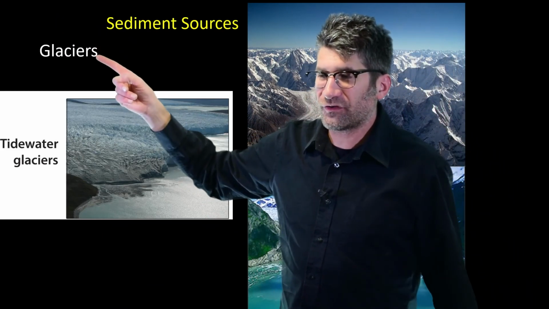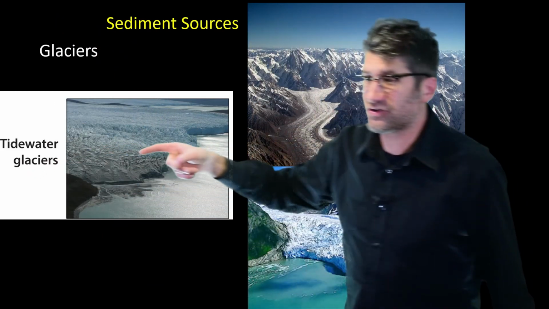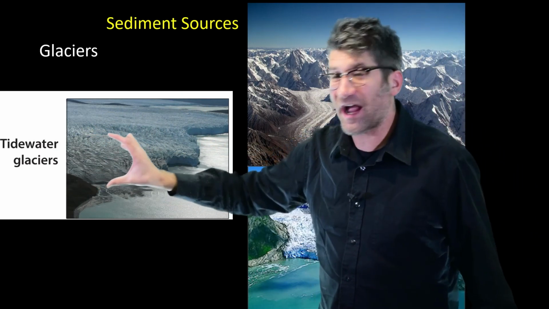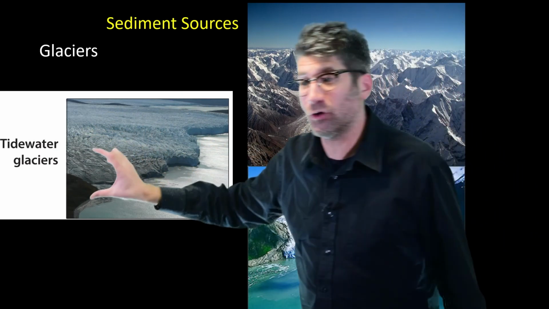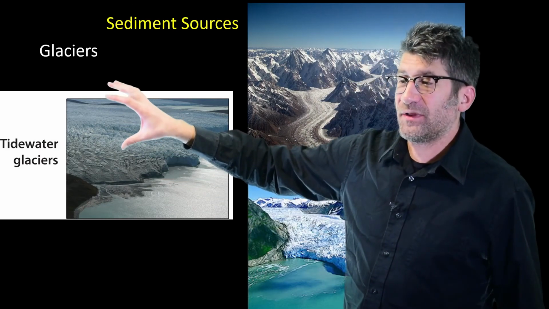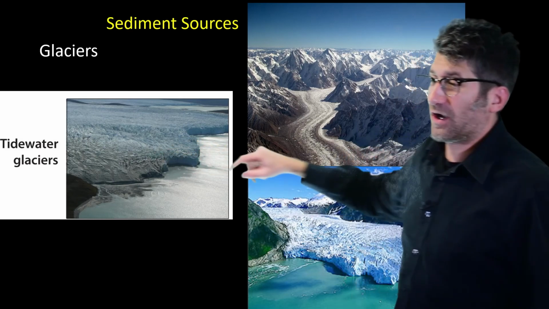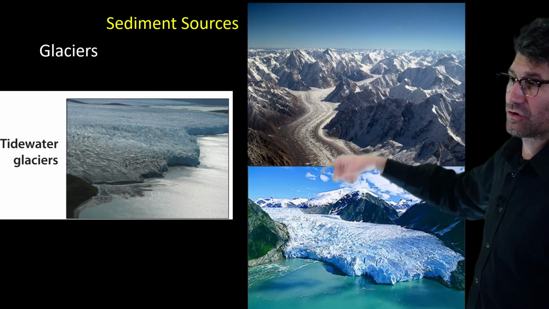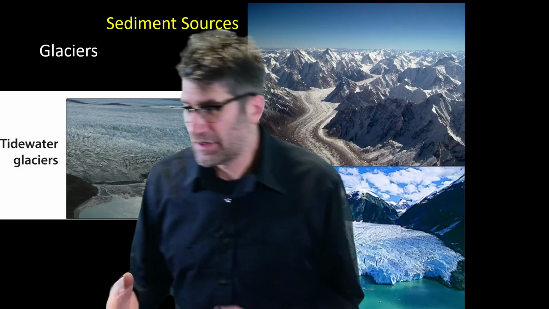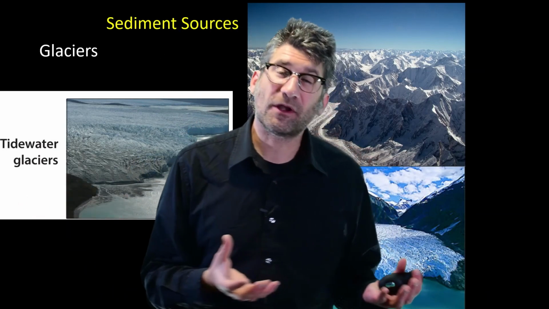Another big control is going to be glaciers, right? Where you have glaciers that meet the ocean, these are what we call tidewater glaciers. Here, any of that sediment that's taken a free ride on the glacier is going to get dumped off into the ocean. And so glaciers have a really important ability to move sediment onto coastlines.